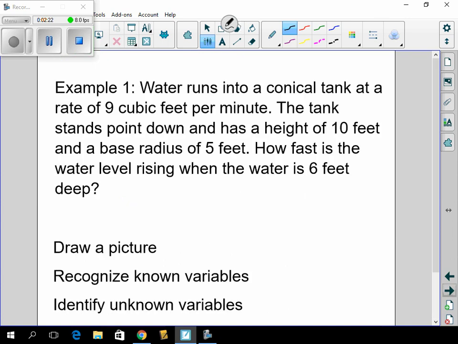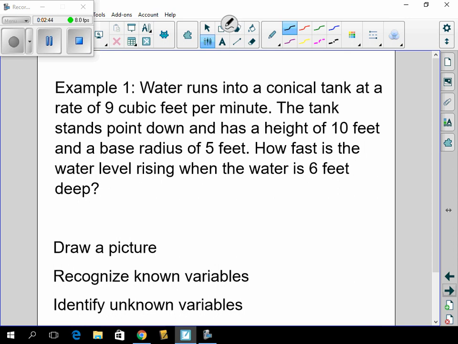So this first example tells me that water runs into a conical tank at a rate of 9 cubic feet per minute. Now the tank is standing point down and has a height of 10 feet and a base radius of 5 feet. And it's asking me to find out how fast the water level is rising when the water is 6 feet deep.